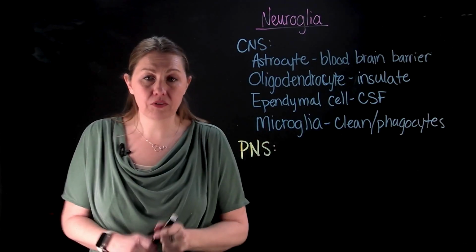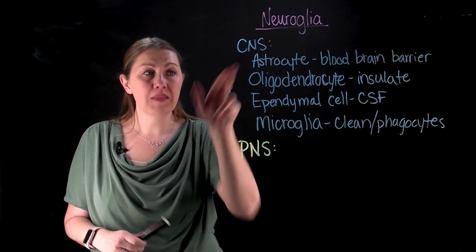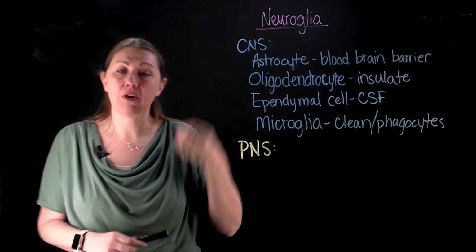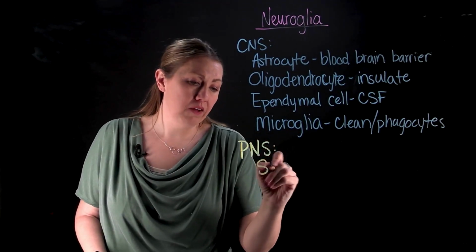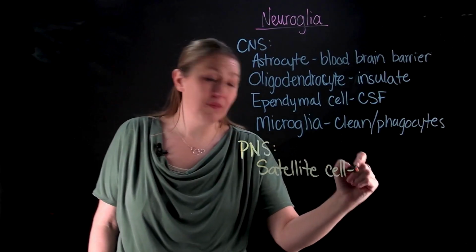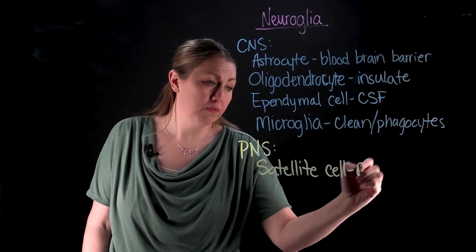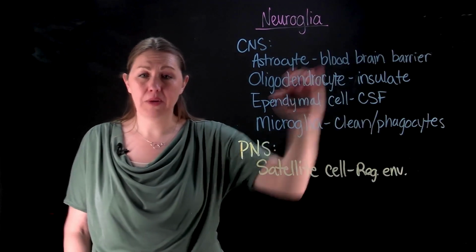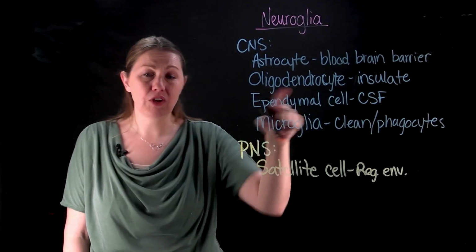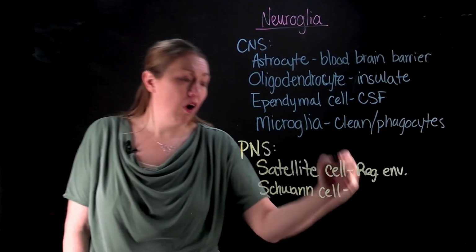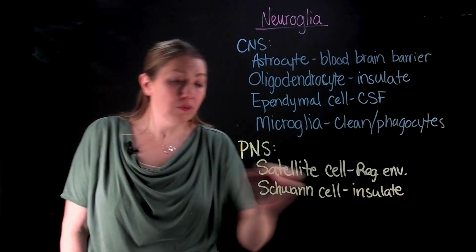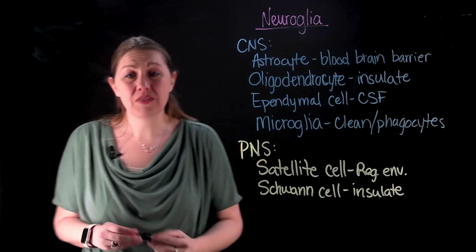Out in the peripheral nervous system, we'll have something that does a job similar to the astrocyte as far as creating and regulating that environment. And so that's going to be our satellite cell. So this is going to be establishing our environment, which is what the astrocyte is doing. And then we'll also have something that does the job like the oligodendrocyte called a Schwann cell. So these also insulate.